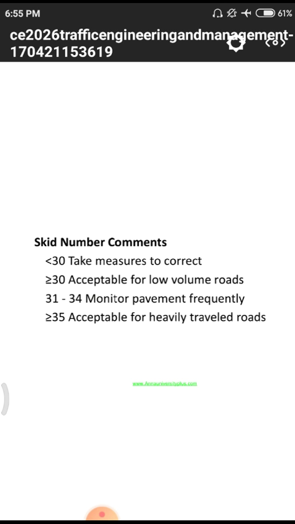These are the different values. Less than 30 means measures to correct. Measures means we have to apply another coating layer to the particular road. If it is greater than or equal to 30, that means acceptable for low volume roads, that means normal village roads and other district roads. 31 to 34, monitor pavement frequently. That means we need to observe day by day what the pavement condition is, whether it is acceptable or not for vehicles. If it is greater than 35, automatically we accept the vehicles flowing on the roads.